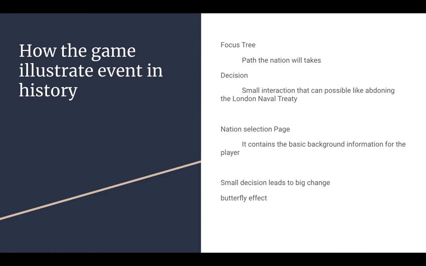And there is a decision menu which the user can interact with that provides some more small interactions during the war or the pre-war. In the nation selection page, it also provides some basic information for the player, which can help them better understand the situation before 1936. So in this game, some small decisions can lead to really big changes, which is also known as the butterfly effect.